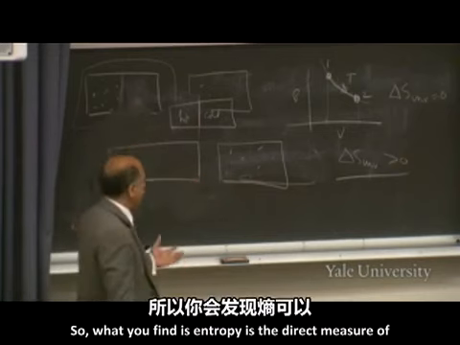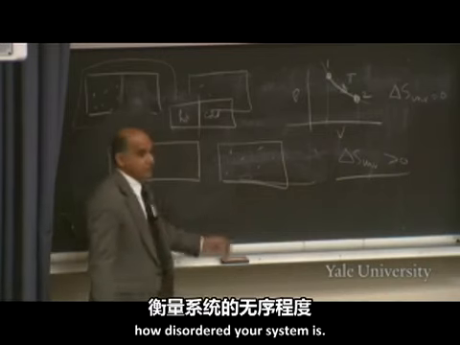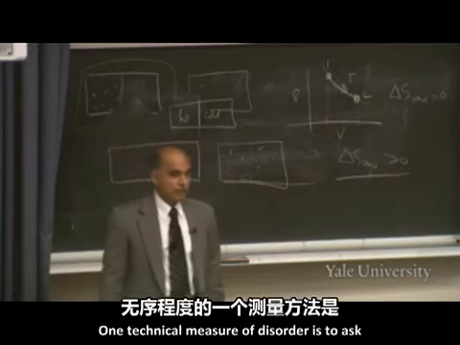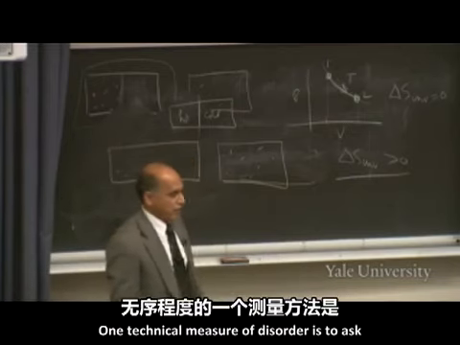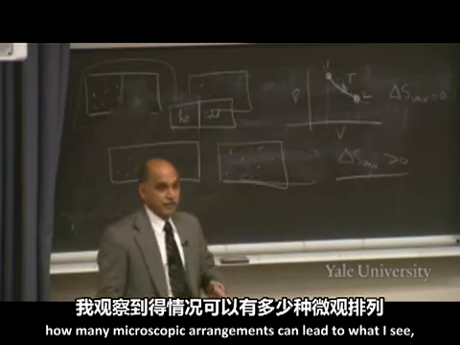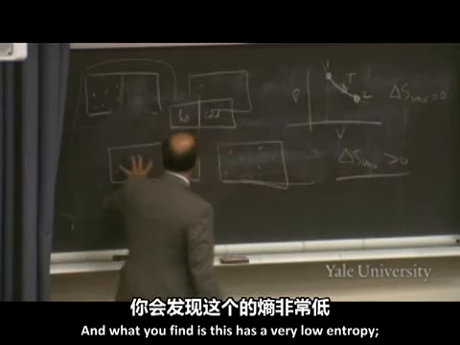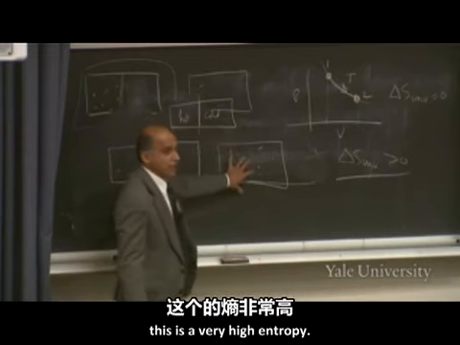So what you find is entropy is a direct measure of how disordered your system is. One technical measure of disorder is to ask how many microscopic arrangements can lead to what I see, and take the log of that number. And what you find is this has a very low entropy, this is a very high entropy.